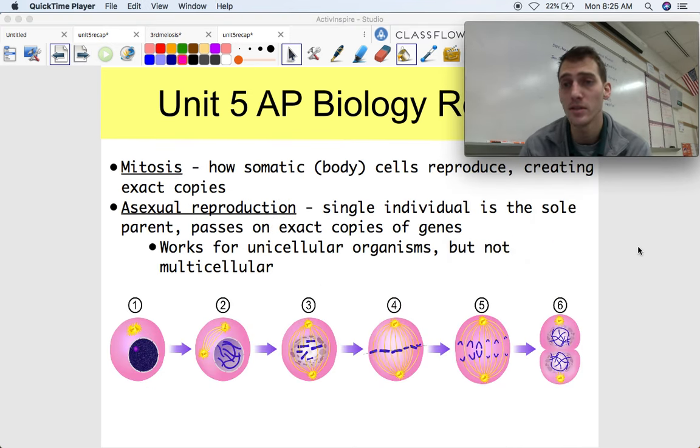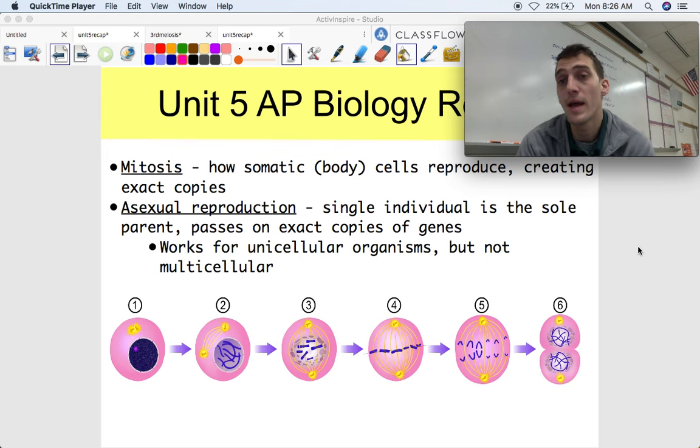So just in order for us to get into meiosis, we also have to talk about mitosis, which is the type of cell division that we've already discussed in this class. And that's how somatic or body cells reproduce. And they create exact copies. And that works great. That's all fine and dandy for growth and repair of tissues. That works great as far as multicellular organisms go.